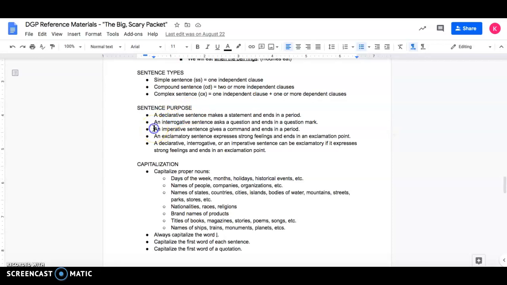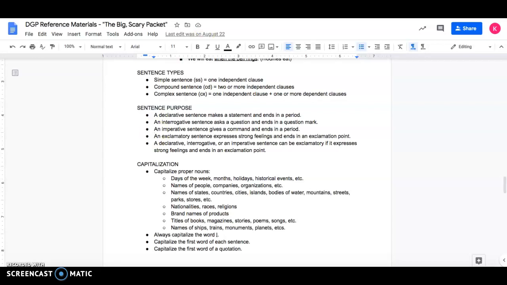The next possible sentence purpose is that it could be an imperative sentence, meaning it's giving a command and will also end in a period. And finally, it could be an exclamatory sentence if it expresses strong feelings and ends in an exclamation point.